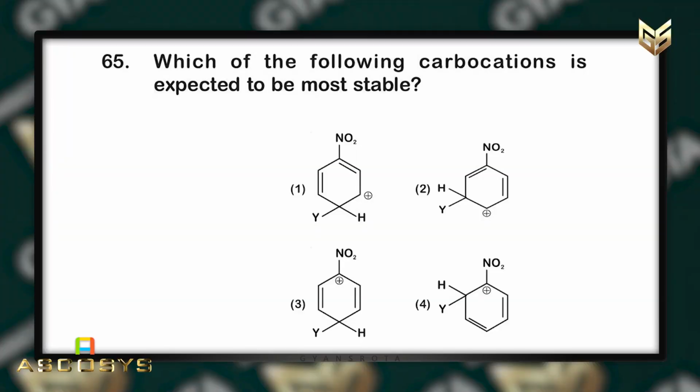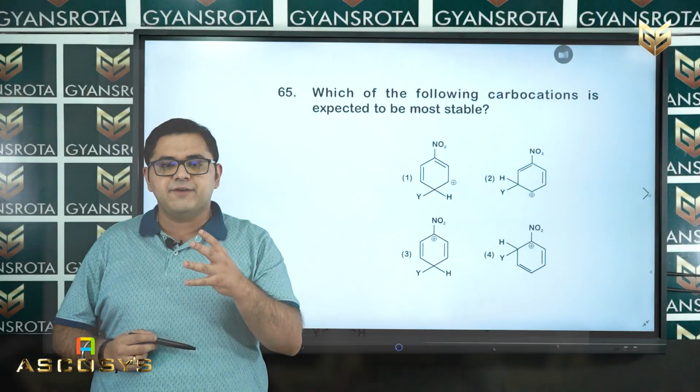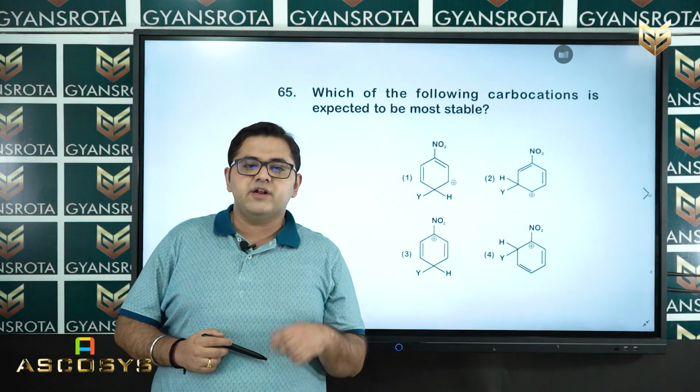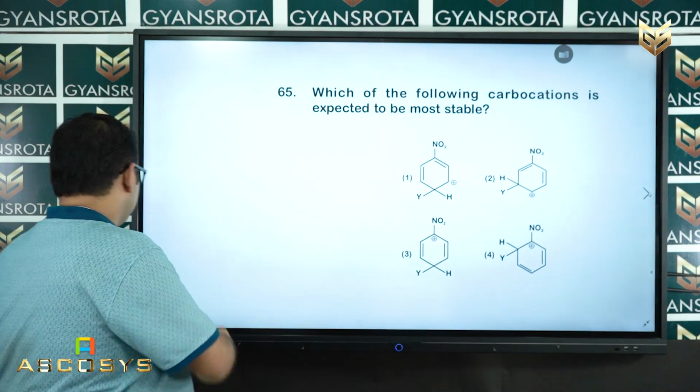So, question number 65 is on the screen. Which of the following carbocations is expected to be most stable? Now, we are moving to the solution part. Okay.